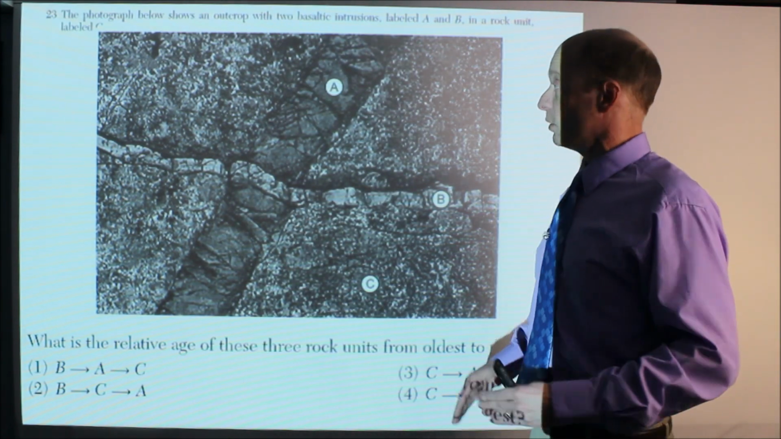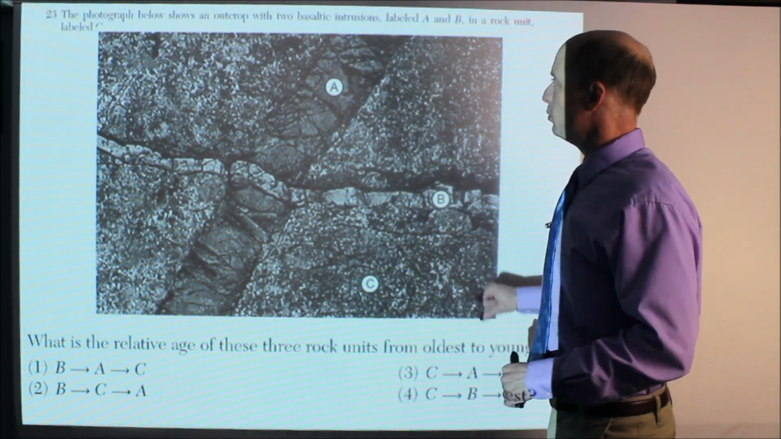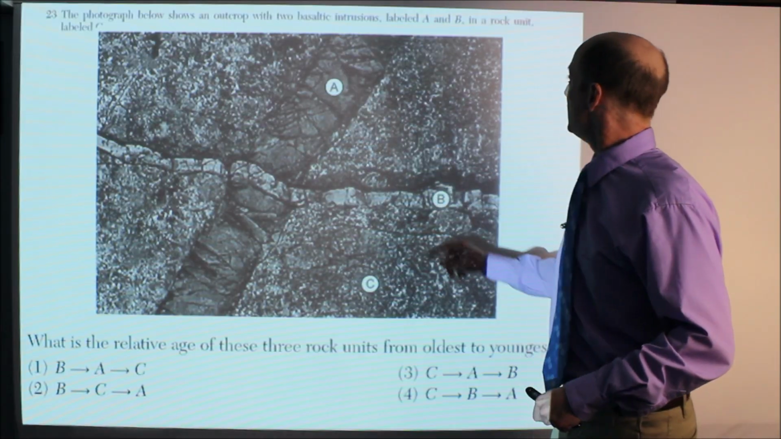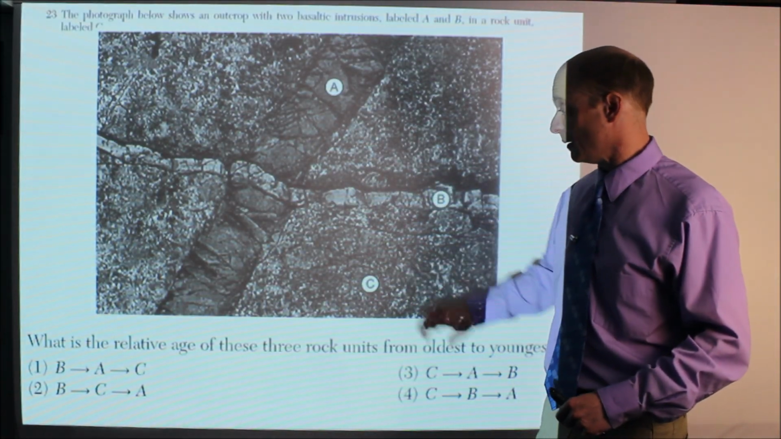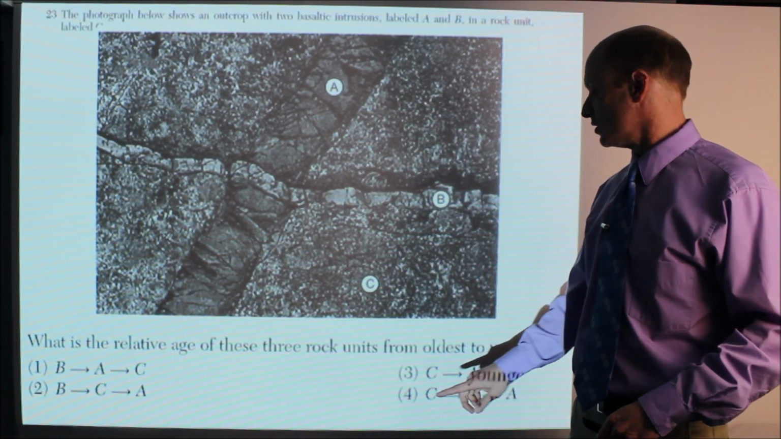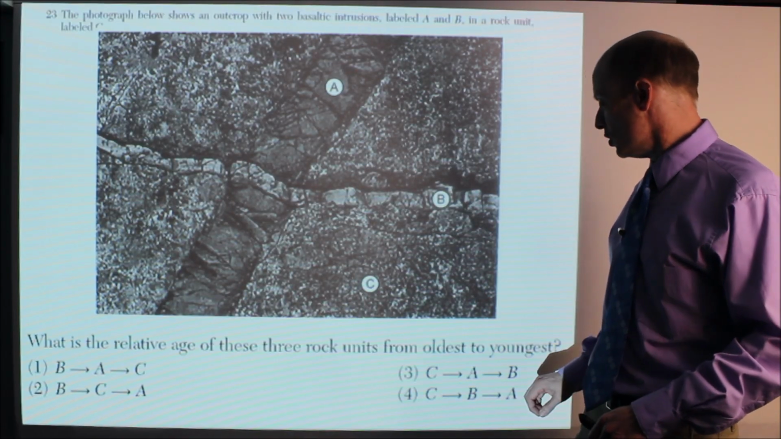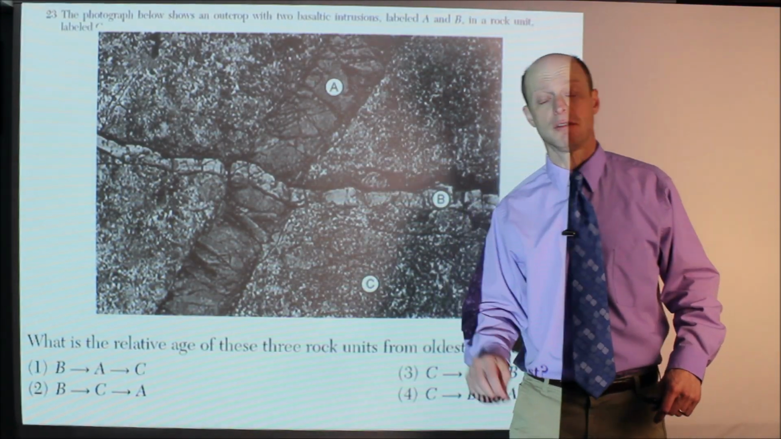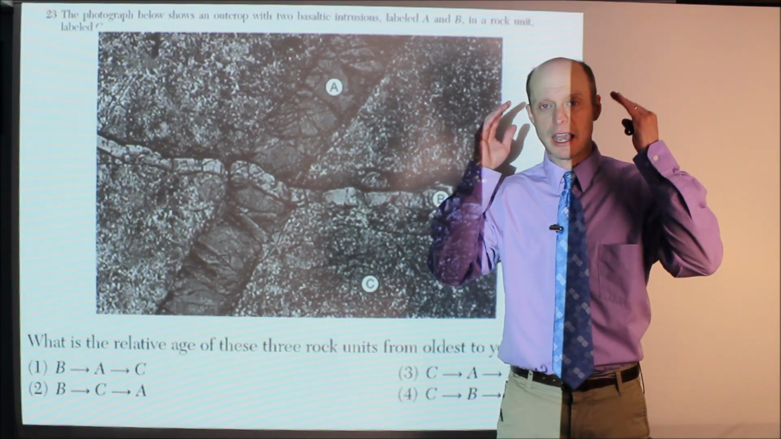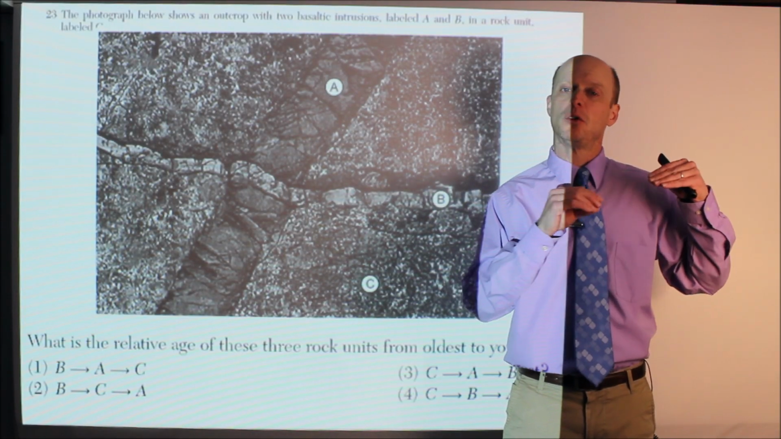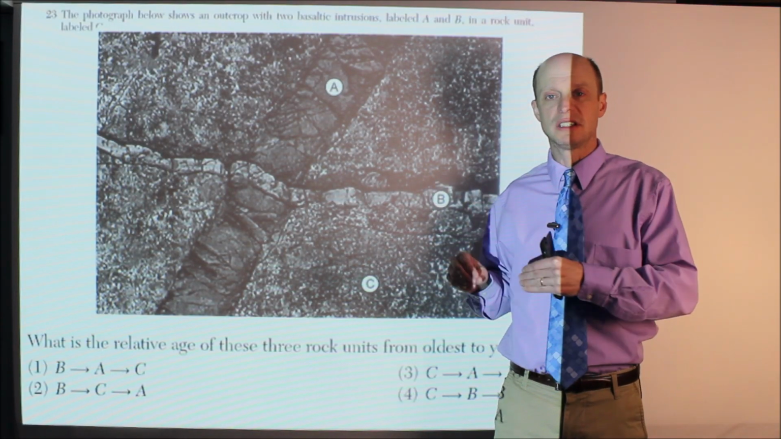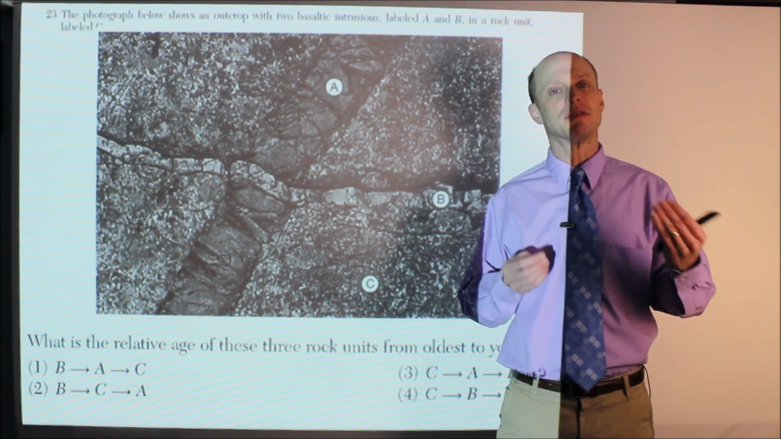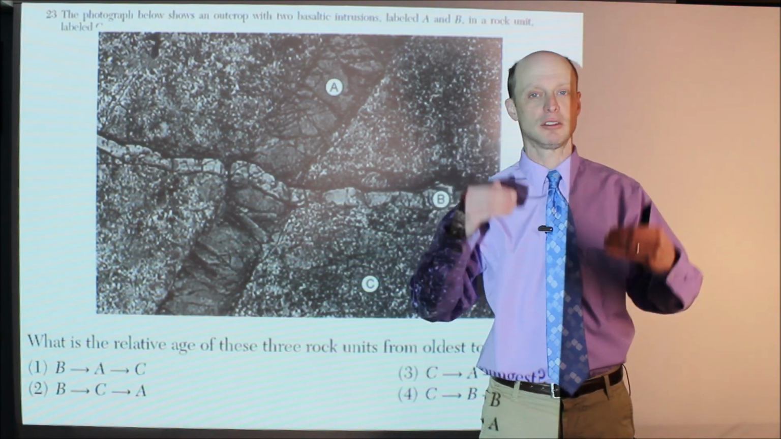Number 22, the photograph below shows an outcrop with two basaltic intrusions labeled A and B in a rock unit labeled C. What is the relative age of these three rock units from oldest to youngest? First of all, oldest to youngest. I often have to think slowly about that: which occurred first to most recent. I often see kids who know this stuff get that wrong because they just get those jumbled. Take your time and go slow.